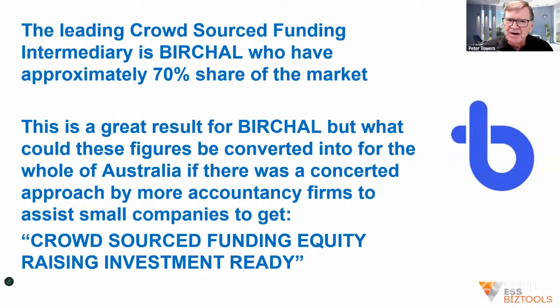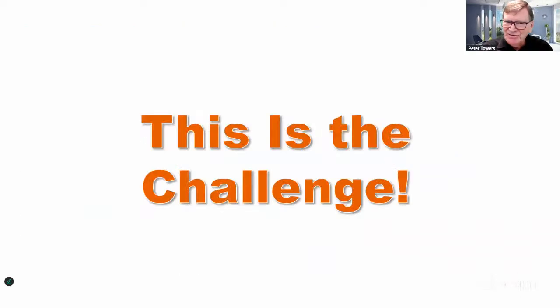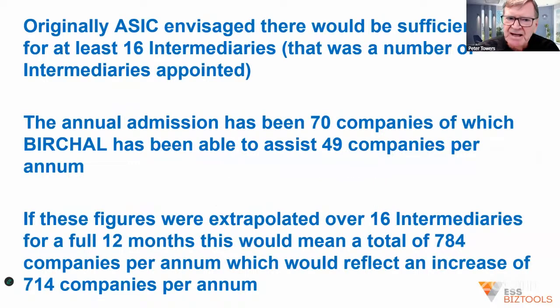And let me share with you what I think the challenge is. This is the challenge to supply these services. ASIC originally thought they needed 16 intermediaries. That's what they appointed originally back in 2018. The annual admission rate over that 7-year period has been 70 companies, of which Birchall secured an average of 49, 70%. If these figures were extrapolated over the 16 intermediaries for a full 12-month period, this would mean a total of 784 companies, which would be an increase of 714 on what's currently occurring per annum.